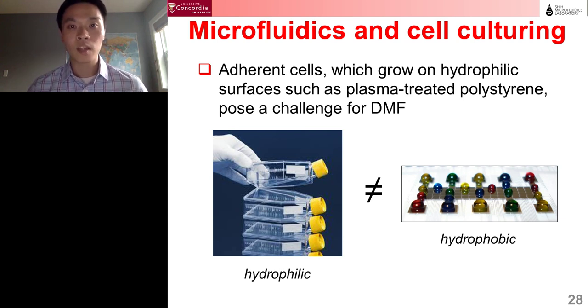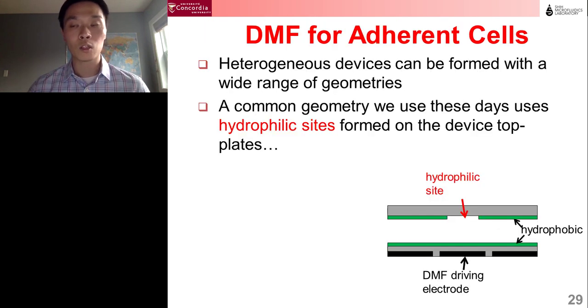But if you've done cell culturing before, you know that cell culturing likes hydrophilic surfaces. But as I explained before, digital microfluidic systems actually have a hydrophobic surface. Because of this mismatch, there is a challenge in how we culture cells and therefore how we can edit cells downstream. But during my graduate school days, we were able to come up with a system where we create a hydrophilic site on the digital microfluidic device. So instead of having a constant hydrophobic layer on the top plate, we create this hydrophilic site.